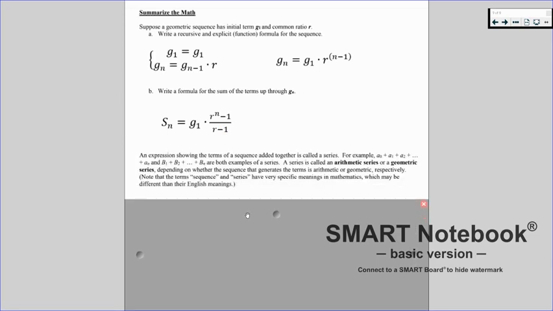An expression showing the terms of the sequence added together is called a series. For example, arithmetic one, a sub 0 plus a sub 1 plus a sub 2, and we can do the same thing with b's, are examples of series. A series is called an arithmetic series or geometric series depending on whether the sequence that generates the terms is arithmetic or geometric. The words sequence and series have very specific meanings in mathematics, which might be different than their English meanings. So make sure you understand sequence means just listing the numbers, and series means we're going to add those numbers up.